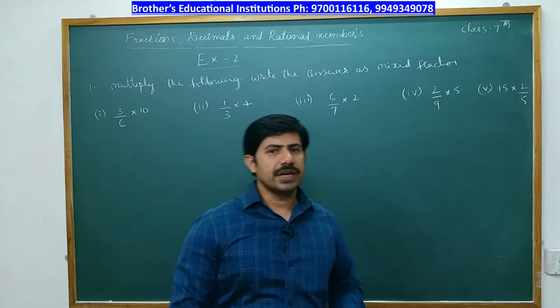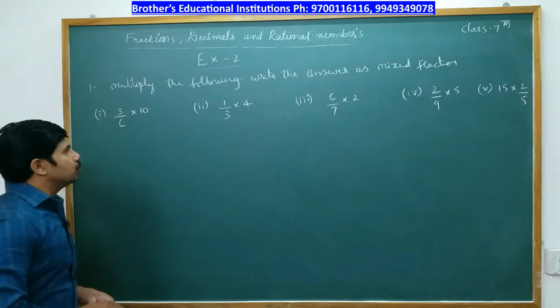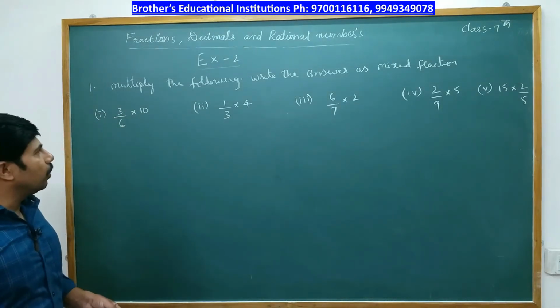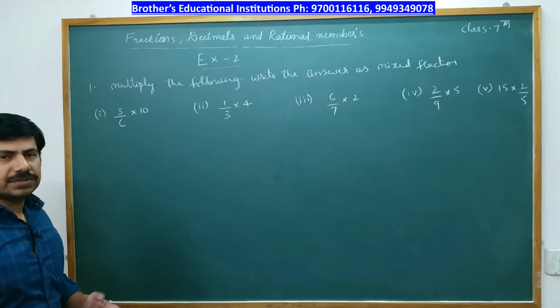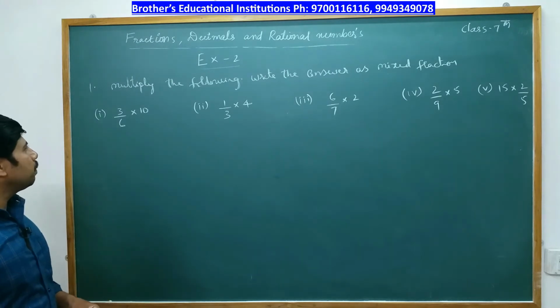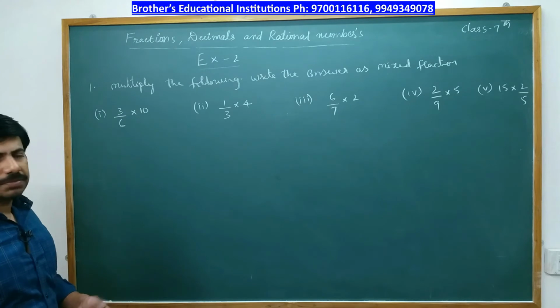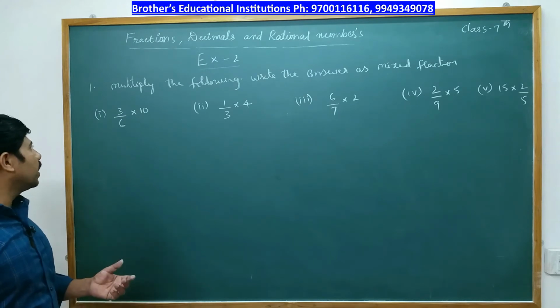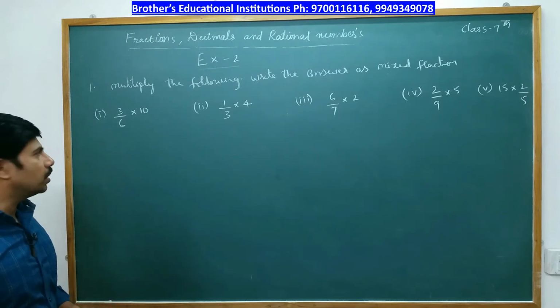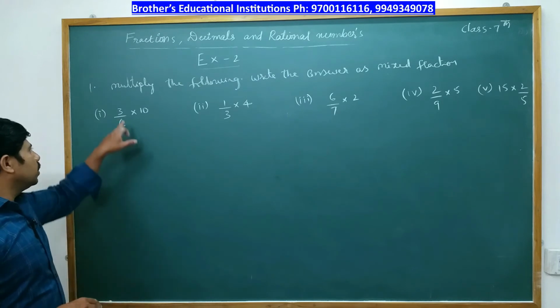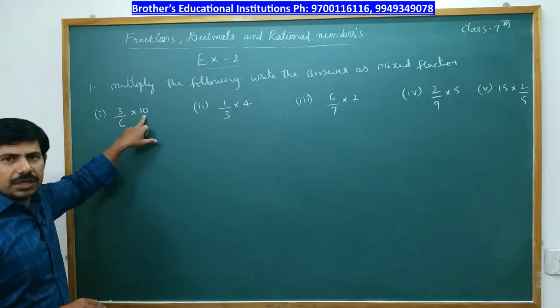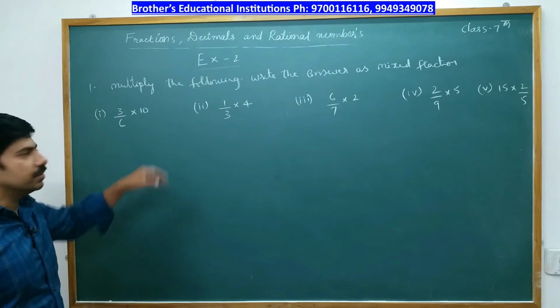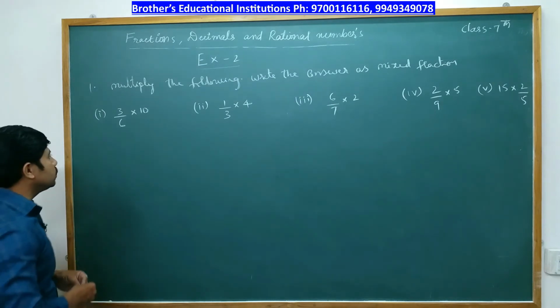So next exercise, that is exercise 2. Multiply the following, write the answers as mixed fraction. So we have 3 by 6 into 10. This we can do in two methods. The one method is you multiply 3 tens are 30 by 6 and then divide. Or else we can reduce this into lowest terms.